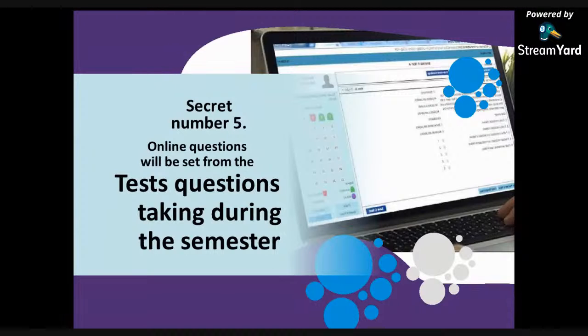Thrash the points. Put the points, maybe create about 3, 4, 5, 6, or 7 points from those test questions. Answer it over and over again. Don't be surprised, the question may come out from the test questions you have been given. So make sure, that's secret number 5.